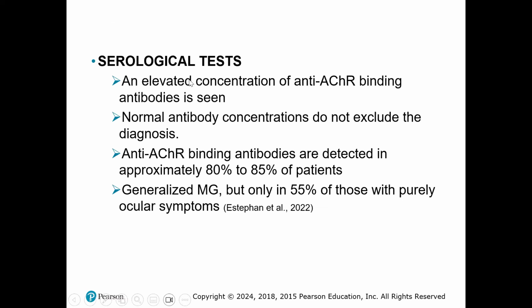Serological test: we can have another test which uses the concentration of acetylcholine receptor binding antibodies. Even if it is normal, you cannot exclude the disease. Okay, so what are we going to use? 80 to 85% of patients have these anti-acetylcholine receptor antibodies, but for the others, only about 55%, purely with what we call the ocular symptoms.